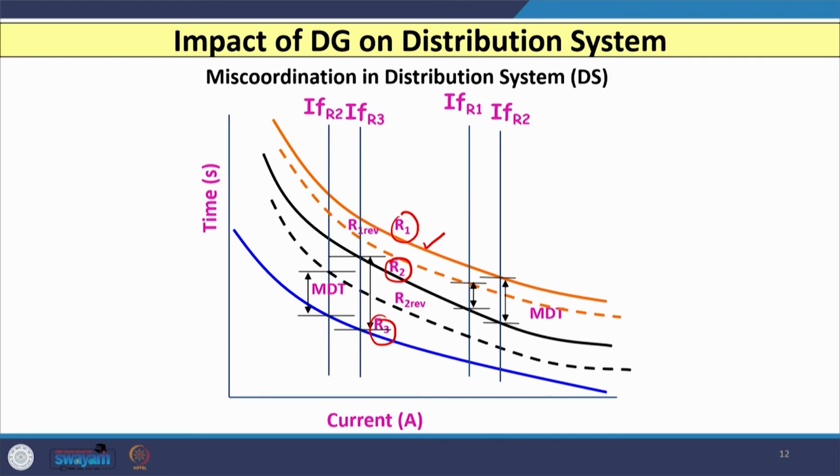Now, the characteristic of R2 has to shift below. So, you can see I have mentioned here R2 revised, which is shown by dotted black color. Now you can see in the earlier case between R2 and R3 this much margin is available, right, but now because of the shifting of the characteristic curve of R2, the margin available is going to be reduced, and that depends on the placement of DG, type of DG and the capacity of DG. So, this is very important.